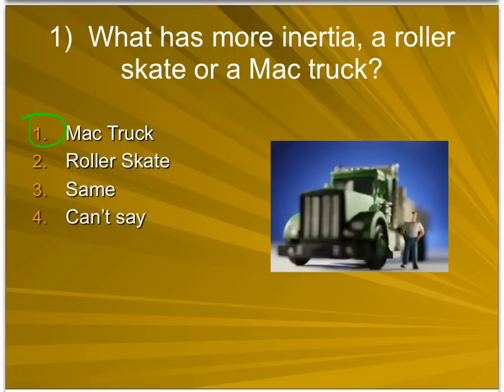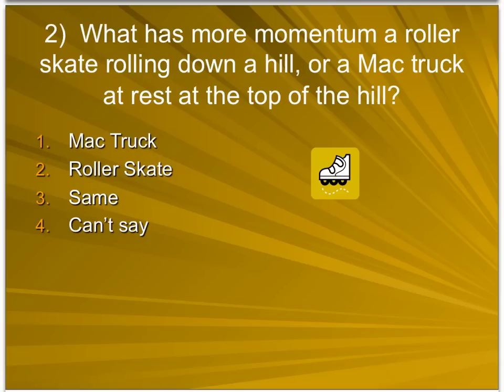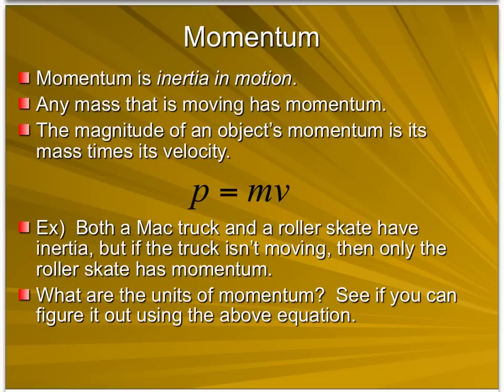But when we start talking about what has more momentum, even though the roller skate has a much smaller mass, it is in motion and the Mack truck is at rest. And so in order to have momentum, that mass has to be moving. And so the roller skate would have more momentum. Okay, so we can think of momentum as inertia in motion. So anything that has mass, if it's moving, has momentum.